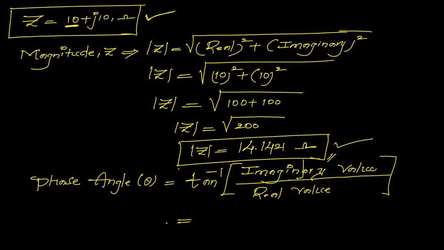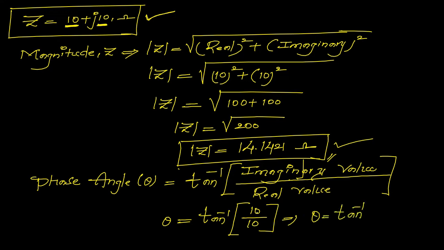Now here theta is equal to tan inverse of the imaginary value. From this expression, imaginary is the resultant of XL minus XC, that is 10, divided by the real value, the value of resistance, that is 10. So theta is equal to tan inverse of 10 by 10, which gets cancelled, so tan inverse of 1.